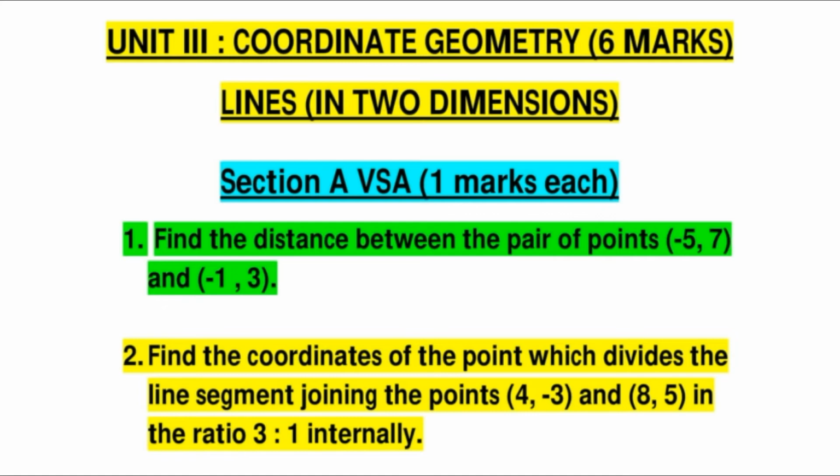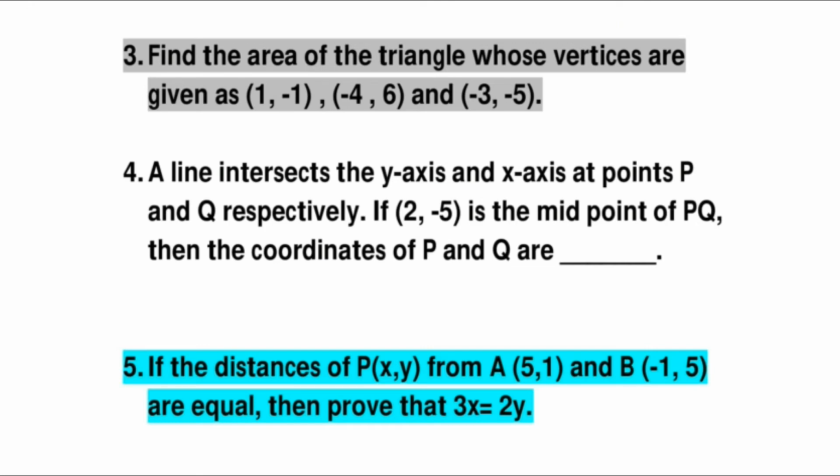Question number 2, find the coordinates of the point which divides the line segment joining the points (4, 3) and (8, 5) in the ratio 3:1 internally. So here you have to apply the section formula to find the coordinates of the required point. Question number 3, find the area of the triangle whose vertices are given as (1, -1), (-4, 6) and (-3, -5).